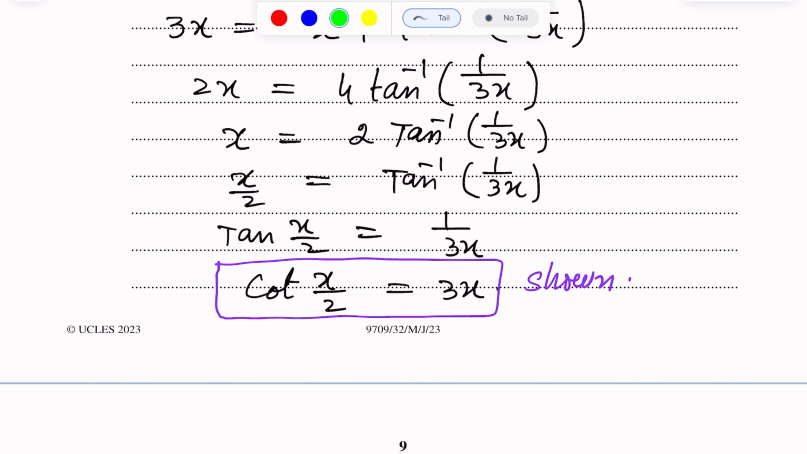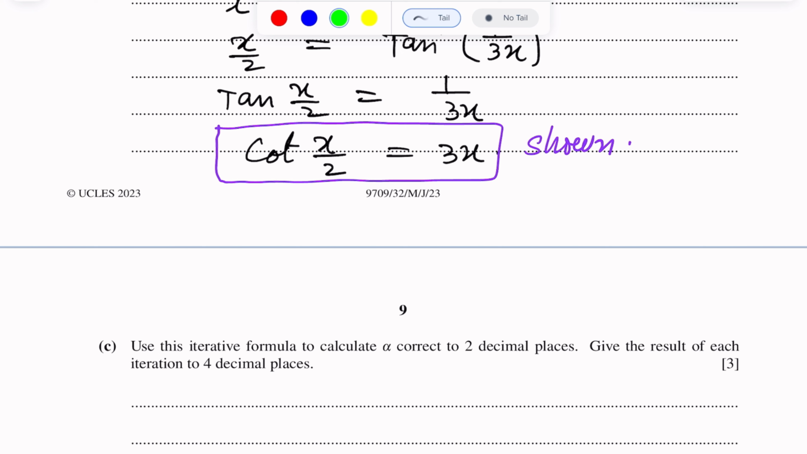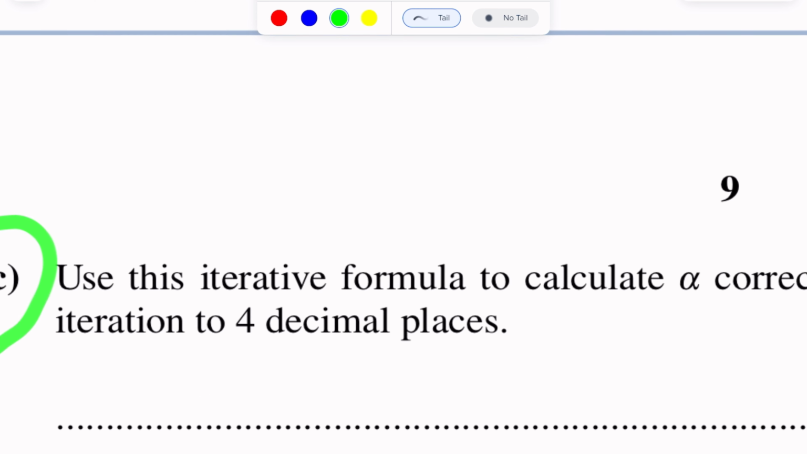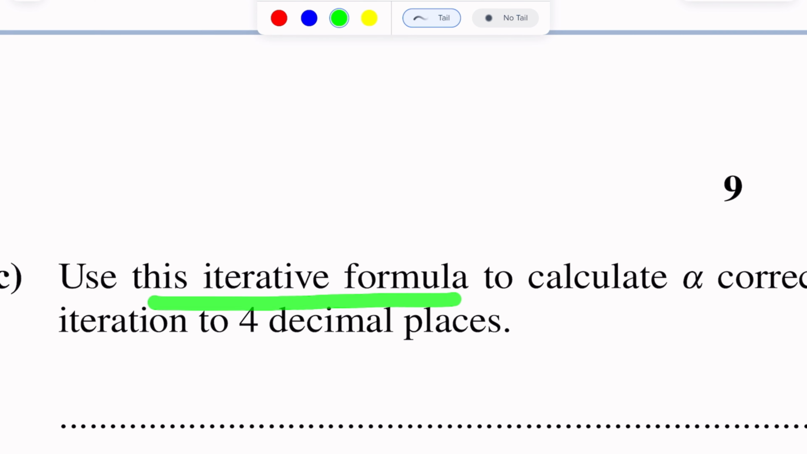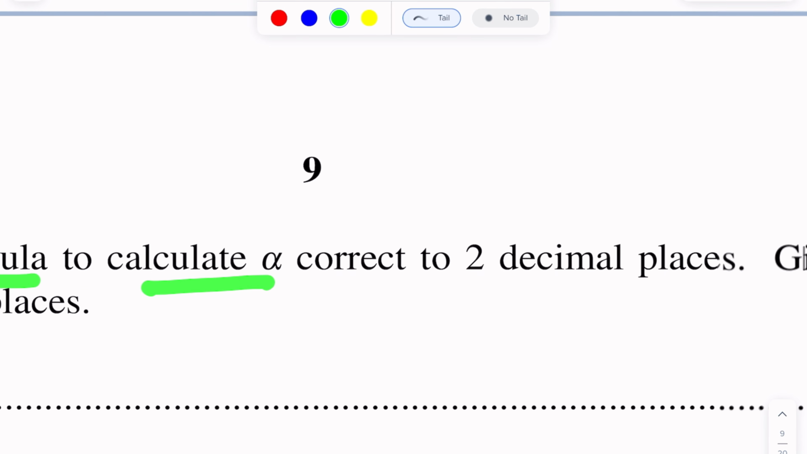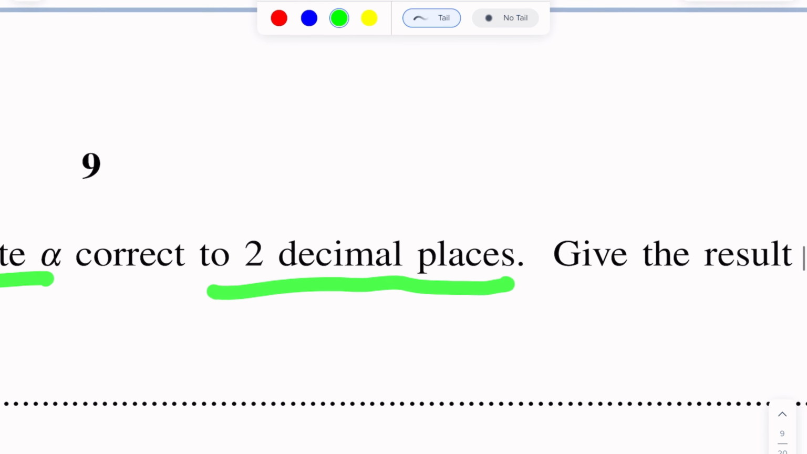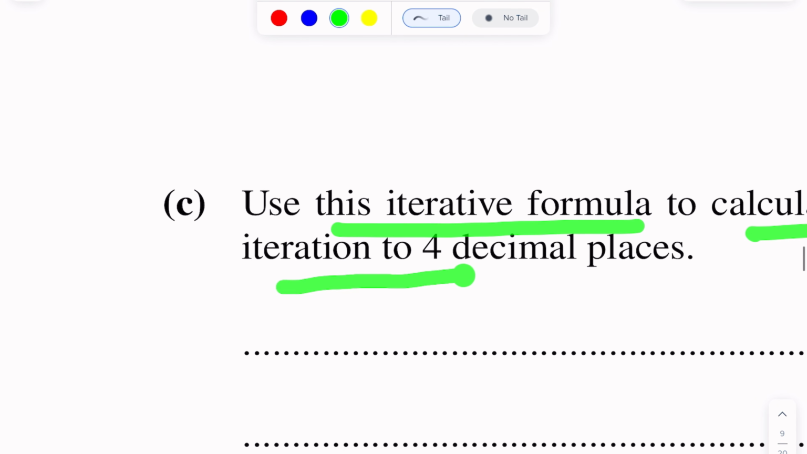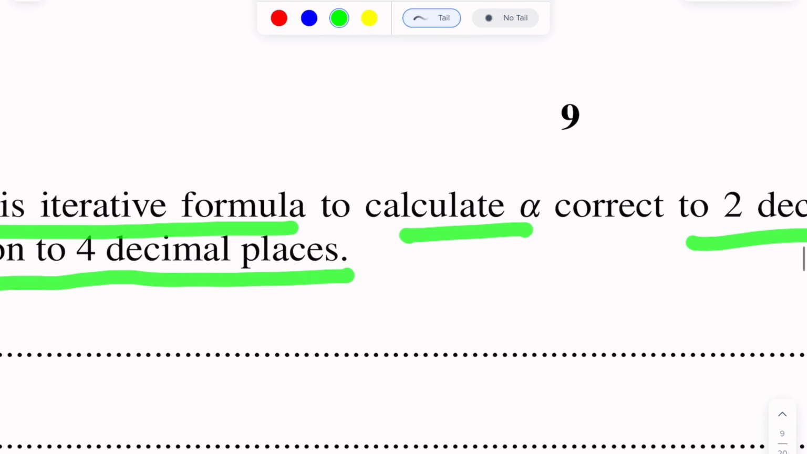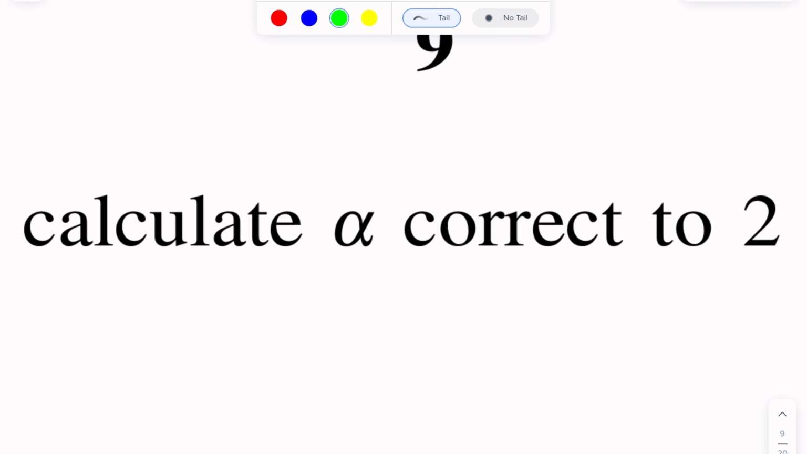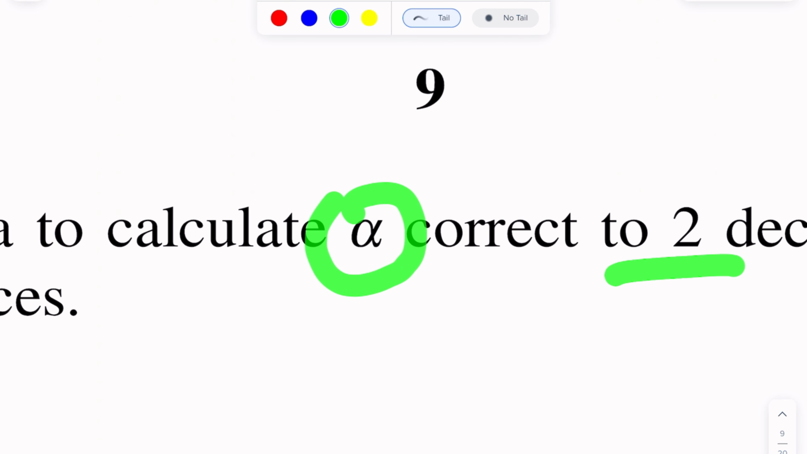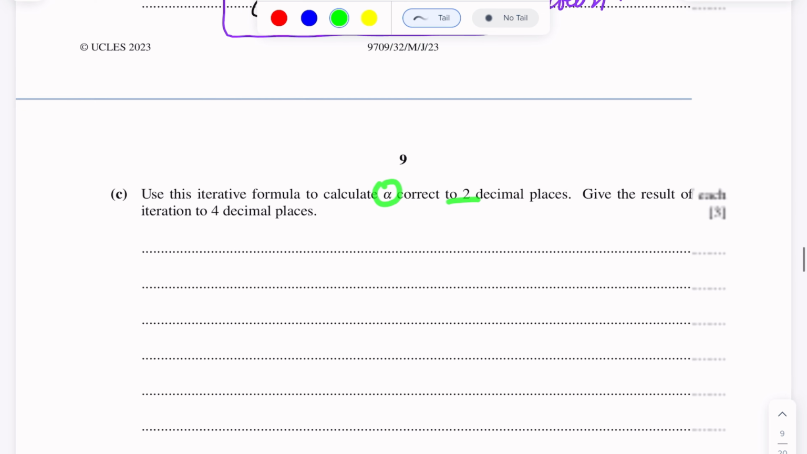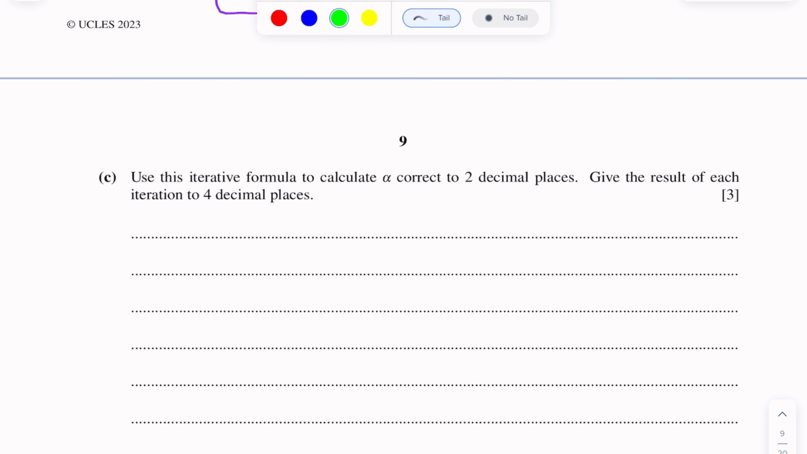The next part of this question is part C. Use this iterative formula to calculate alpha correct to two decimal places. Give the result of each iteration to four decimal places. Now we have to find the approximated value of this alpha correct to two decimal places by using the iterative formula. Iterative formula is given.